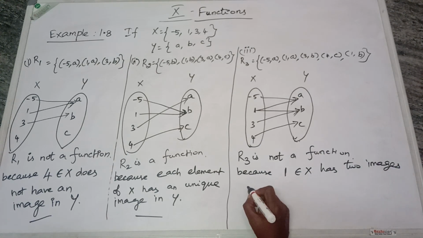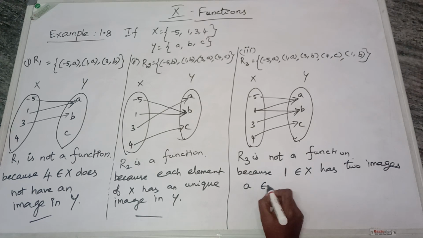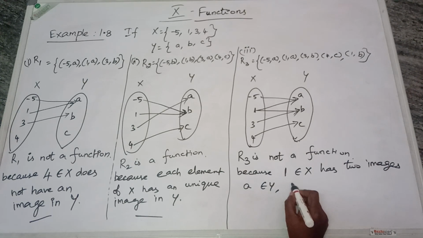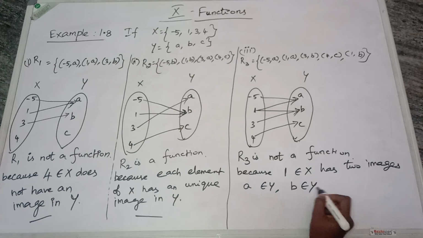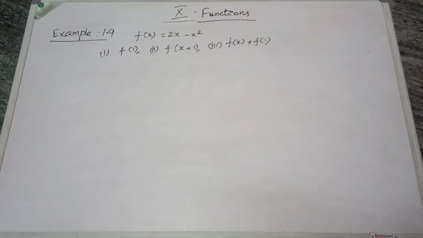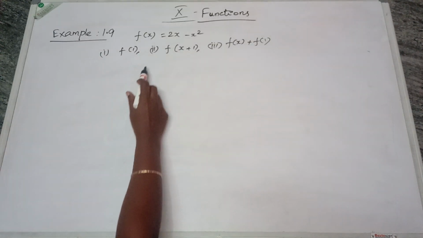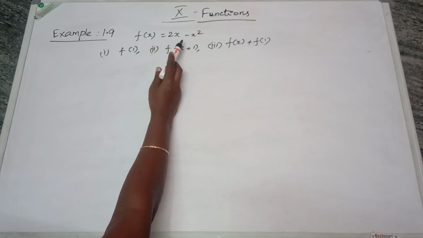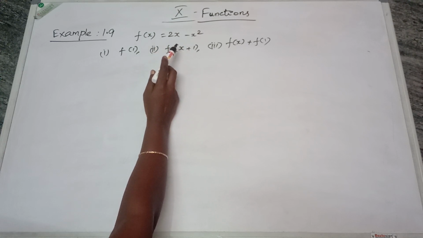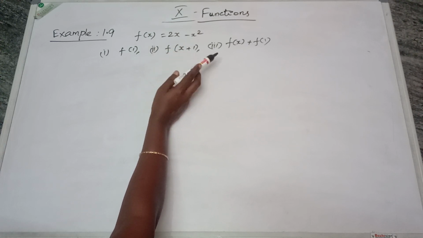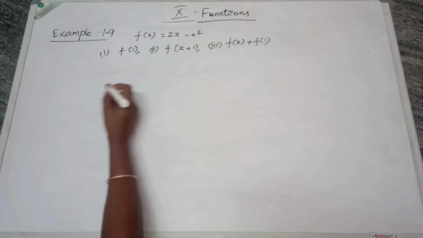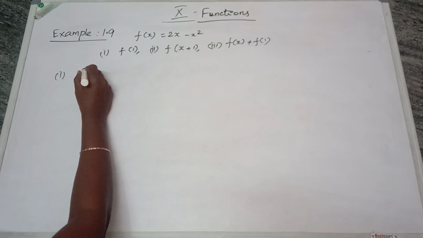Two images, one is A which belongs to Y, and another one is B, which also belongs to Y. Example 1.9. They have given that f of x equals 2x minus x square. Then they ask you to find f of 1, f of x plus 1, and f of x plus f of 1. For the first one, we have to find f of 1.